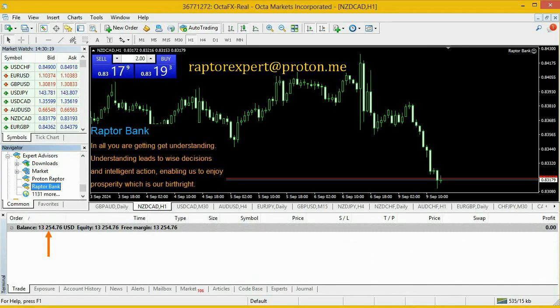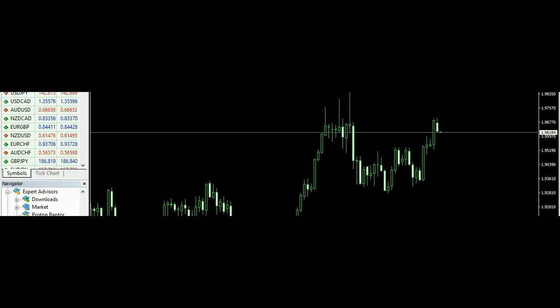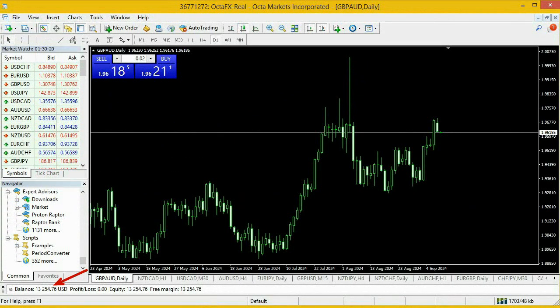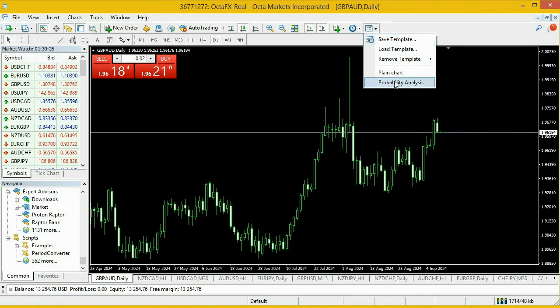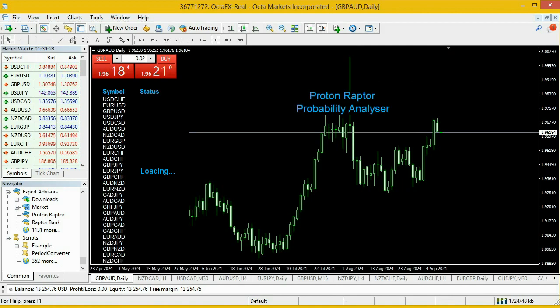As you can see, our balance has increased to $13,254. Day 2, we are continuing where we left off. The first step is always a success probability analysis.